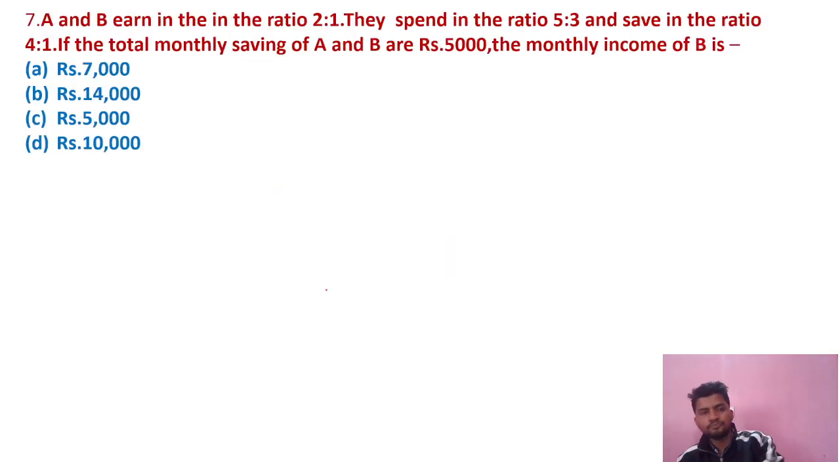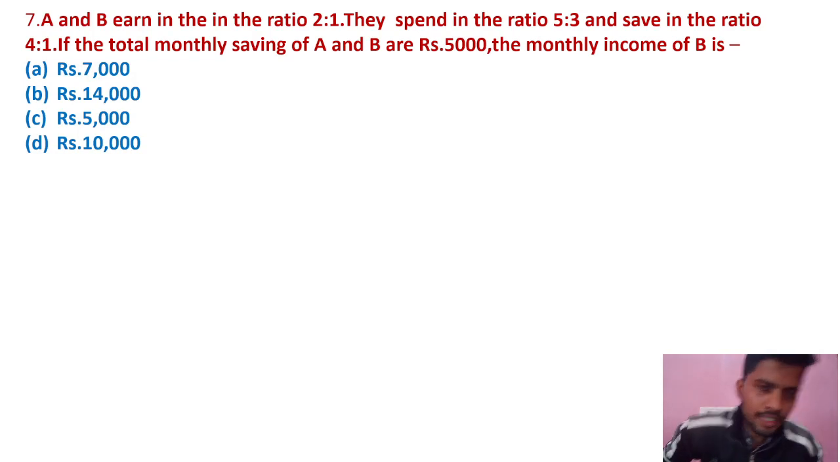Let's move. A and B earn in the ratio 2:1. They spend in the ratio 5:3. Savings are in the ratio 4:1. If the total monthly saving of A and B is rupees 5,000, what is the monthly income of B? Let us see. As we know, we have to find the monthly income of B. Now the saving ratio is given and the saving is also given.